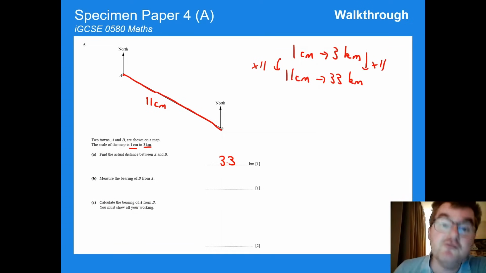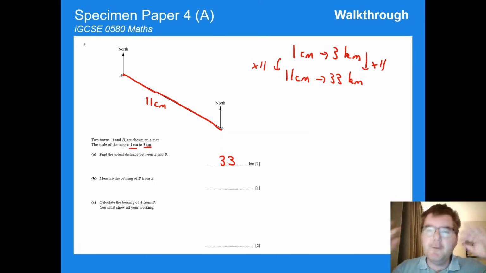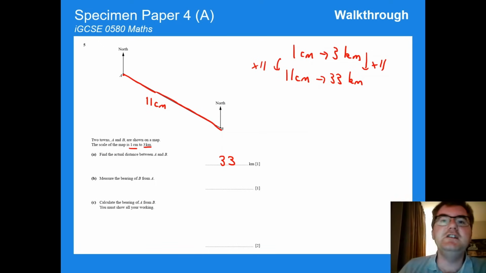So you'll need a ruler for this exam, even though there's lots of focus on the calculator. Again, you'd still need your ruler, your compasses, and your protractor. It's still important.